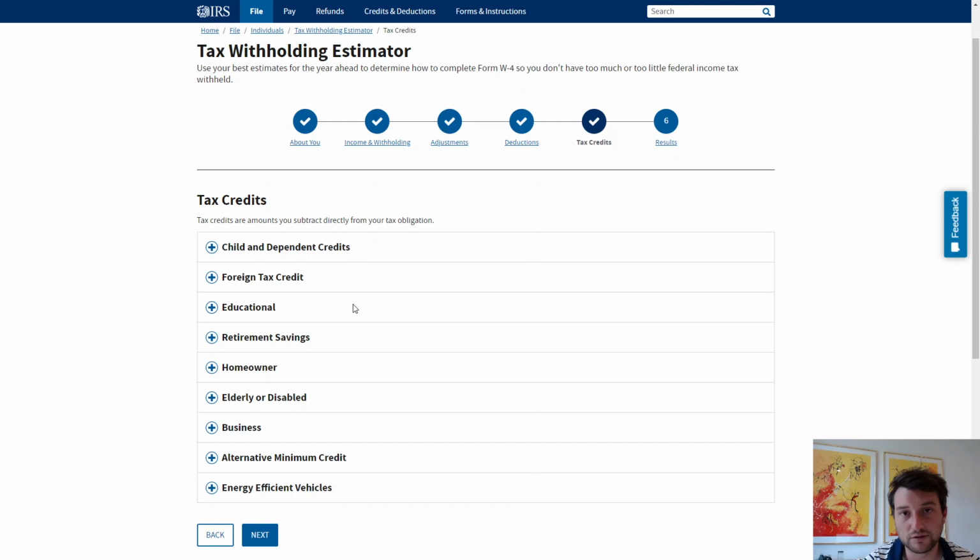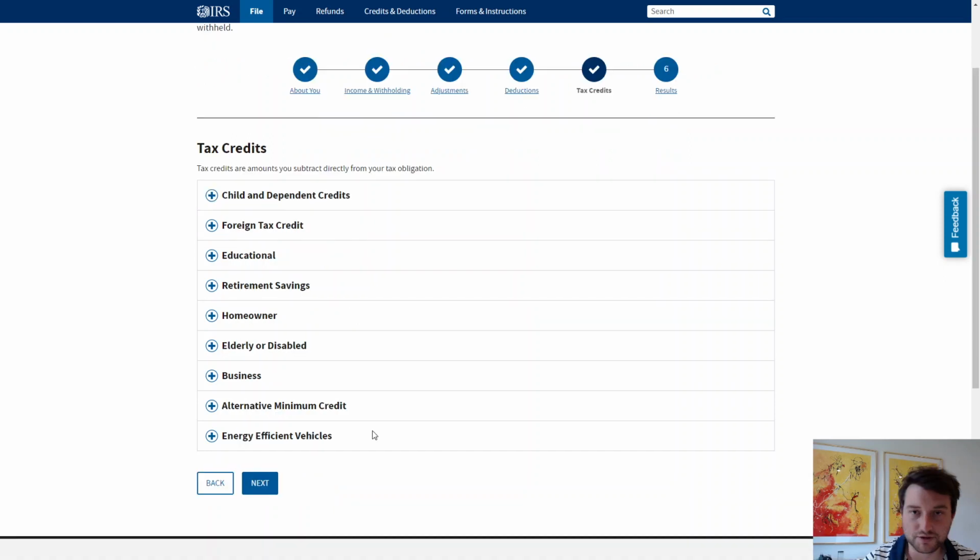Energy efficient vehicles is a big one now, right? So Tesla, their EV credits have kind of phased out because they've been around too long, but if you have a qualified plug-in electric vehicle, you might get a credit. So all the other big names out there that are producing these now, Audi, BMW, the list goes on and on, right? So always, if you have a qualified plug-in electric vehicle, you might get an energy efficient vehicle tax credit. You can enter that information here.